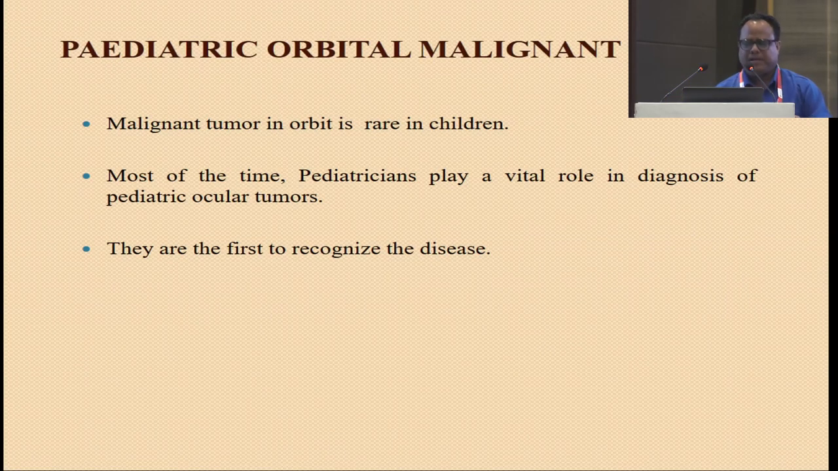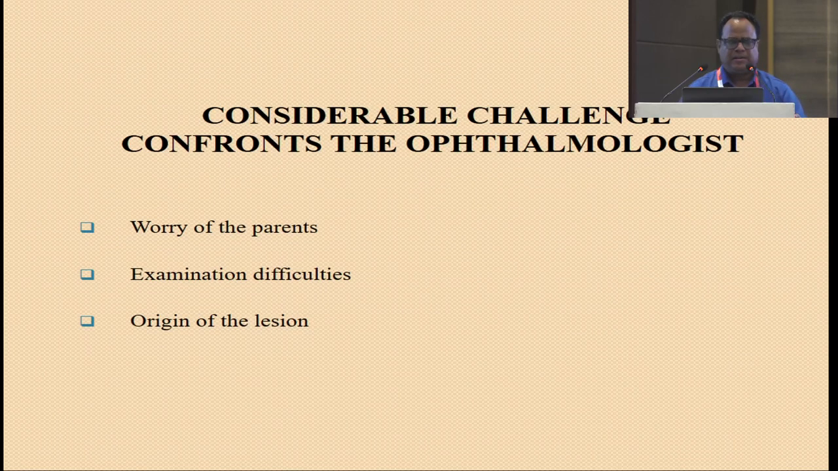Pediatric orbital malignant tumors are of course rare in children, but we cannot ignore them. Rhabdomyosarcoma is one of the commonest. The first challenge is the worry of the parents. With one kid, there may be two parents, one grandmother, two grandmothers, a huge crowd always. We have to tackle that first in a diplomatic way, because now everyone is very aggressive also.